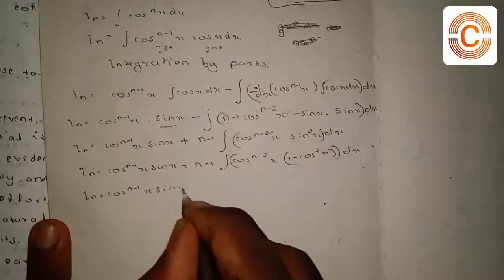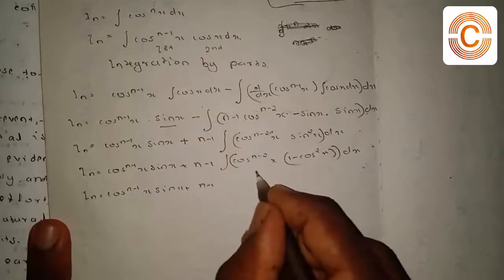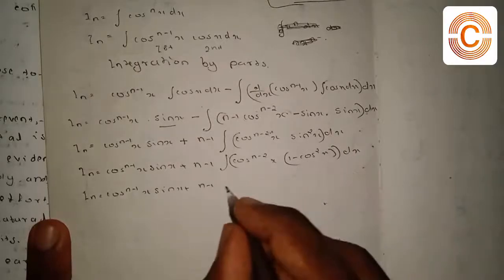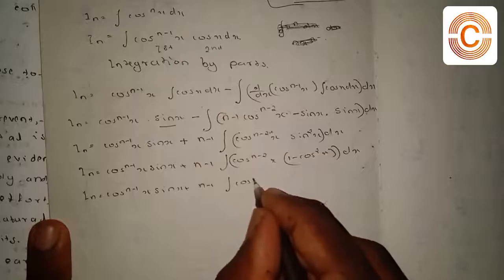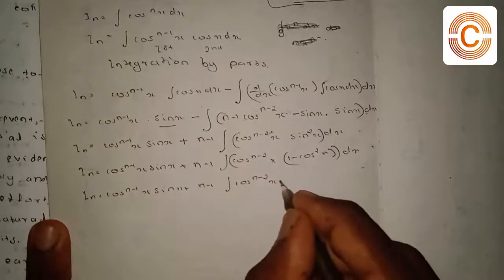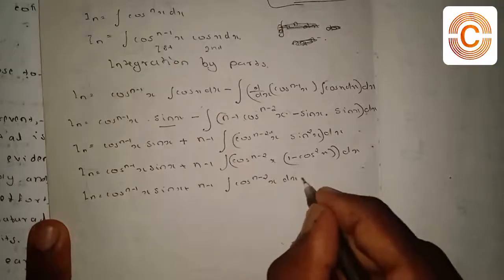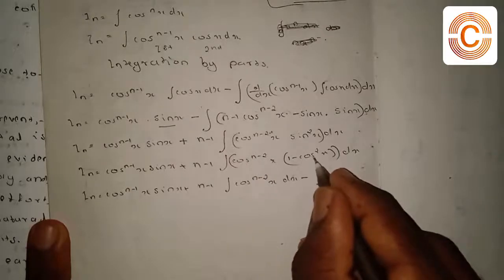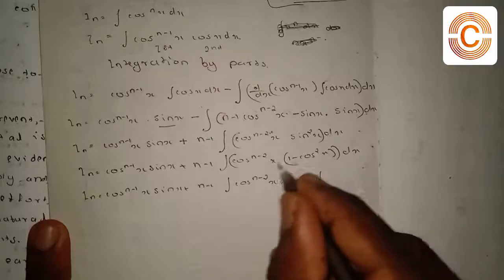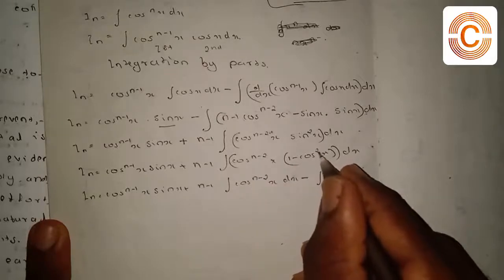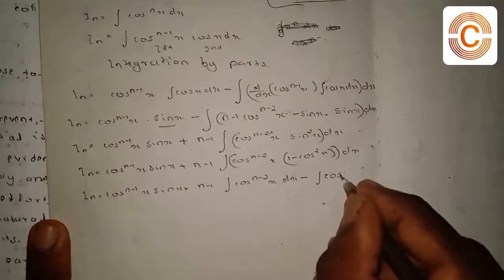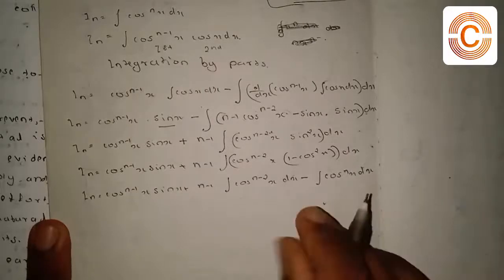In the next step, I_n is equal to cos^(n-1)x sin x plus (n-1) integral of cos^(n-2)x into the opening bracket. Then we get integral of cos^(n-2)x dx minus integral of cos^(n-2)x into cos square x, which means cancelling the minus 2 and plus 2 in the power, we get cos^n x dx.